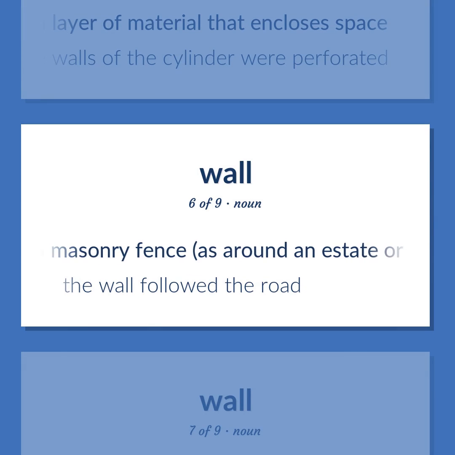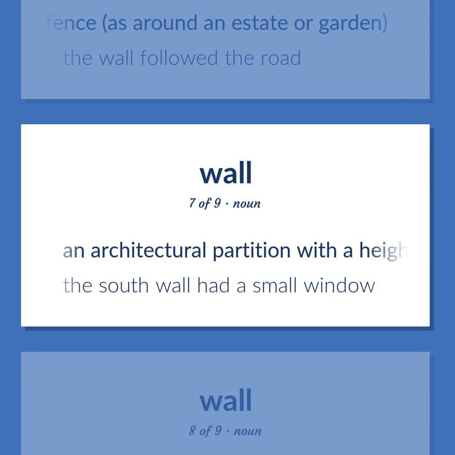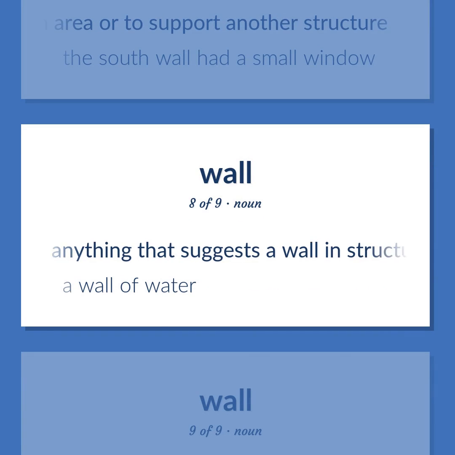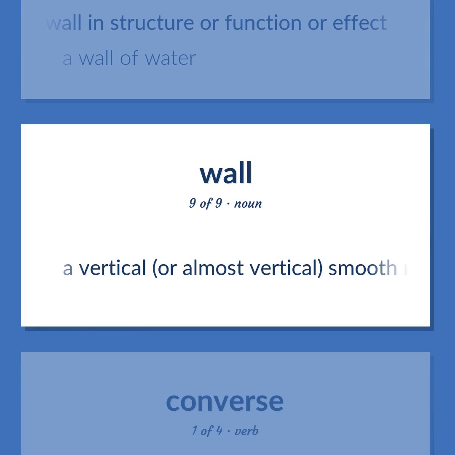A masonry fence, as around an estate or garden. The wall followed the road. An architectural partition with a height and length greater than its thickness, used to divide or enclose an area or to support another structure. The south wall had a small window. Anything that suggests a wall in structure or function or effect. A wall of water. A vertical, or almost vertical, smooth rock face, as of a cave or mountain.